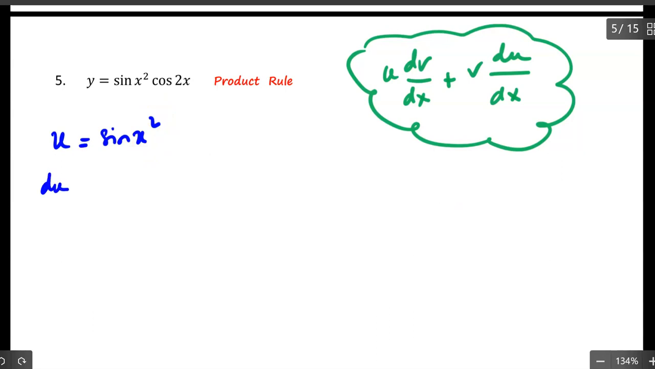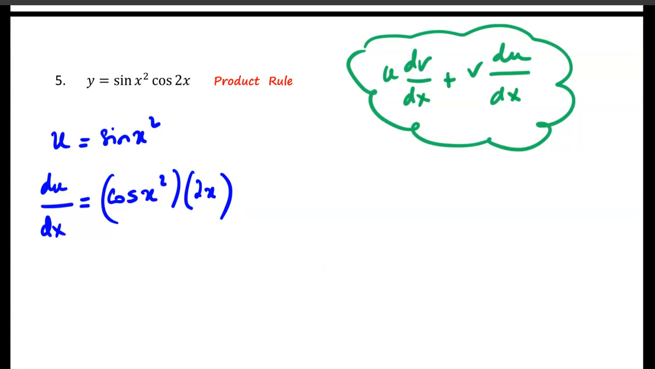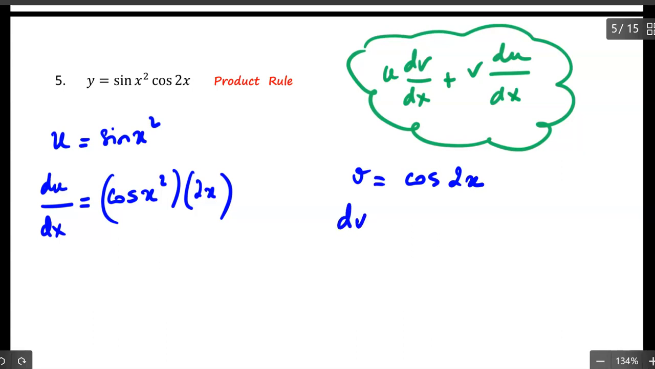So du over dx: the derivative of sine is cos. You write cos, repeat the exact argument, and multiply by the derivative of x squared, which is 2x. So v is equal to cos of 2x. The derivative of v as a function of x will be equal to negative sine of 2x, because the derivative of cosine is negative sine. And I still have to multiply this by the derivative of 2x, which is 2.